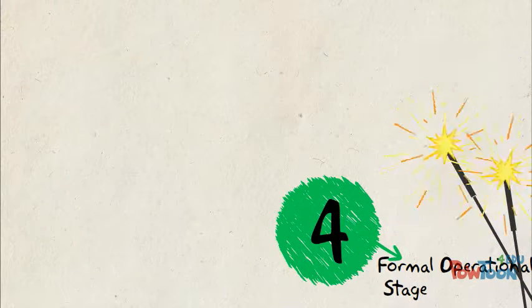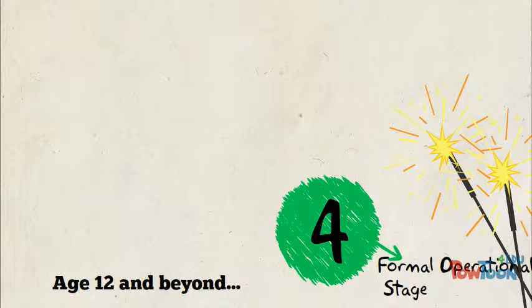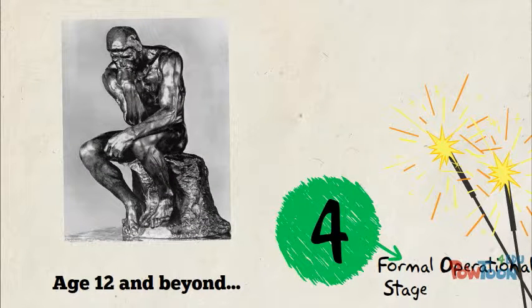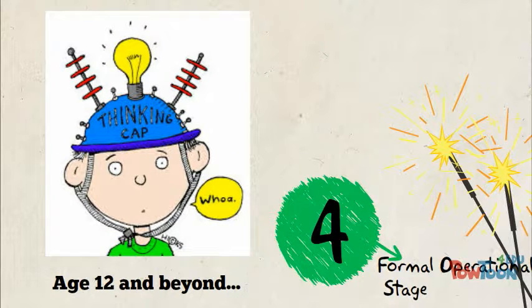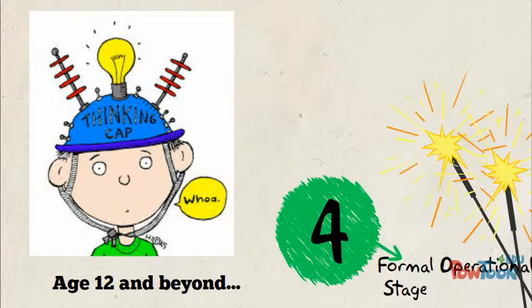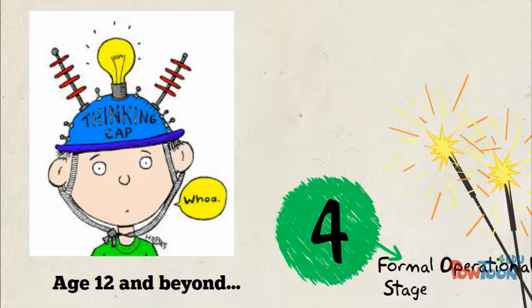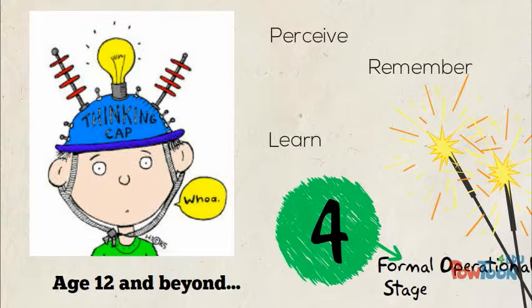Stage 4, or formal operational stage, starts at age 12 and carries us through the rest of our lives. During this stage, our reasoning has expanded a great deal to include more abstract thinking, problem-solving skills, as well as questioning things in a hypothetical sense. At this stage, individuals are capable of understanding and evaluating the way in which they perceive, remember, and learn.